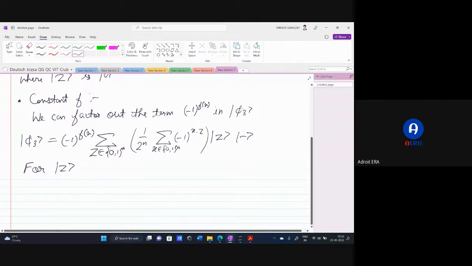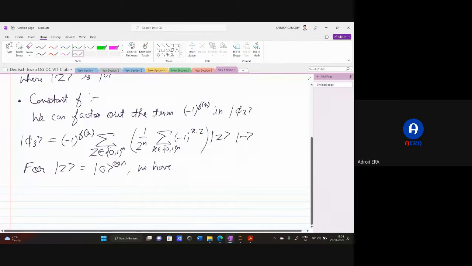For this result, we want the ket z to have the all-0 bit string. Why? Because of the constant function. For a constant function, as I already said in the morning, the algorithm output should be the all-0 bit string. If it has all ones instead, then it is balanced.